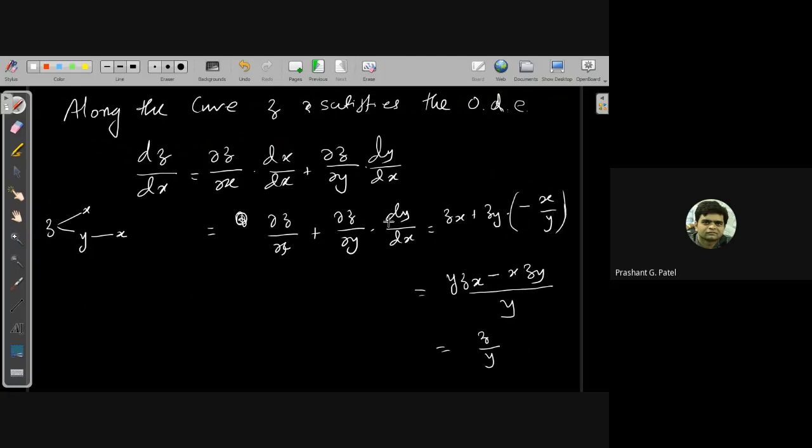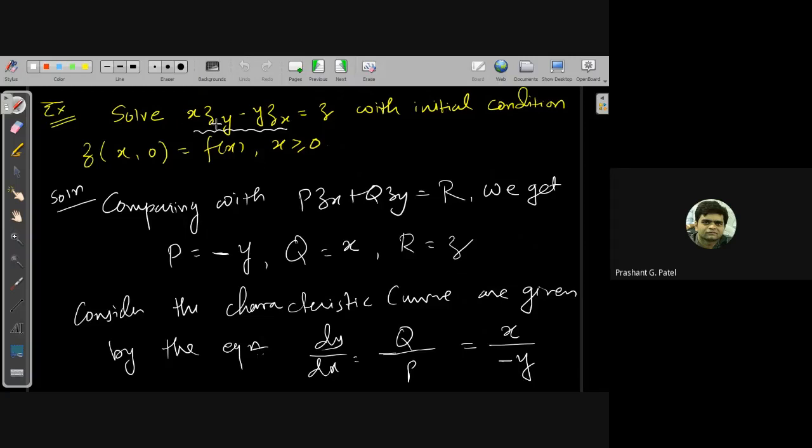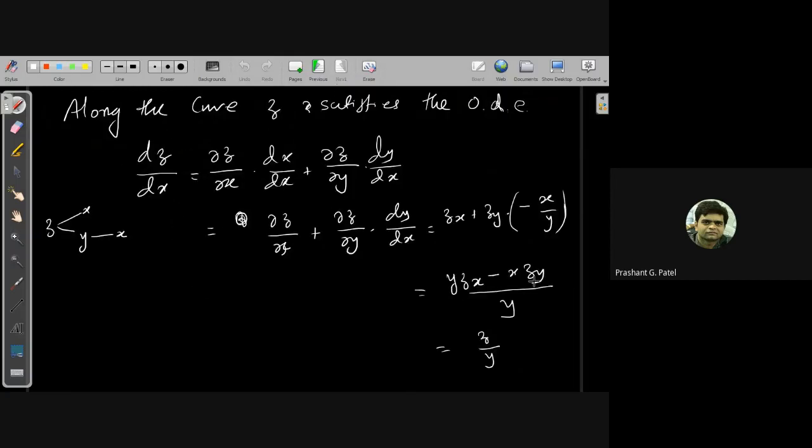But the equation given is x zy. The first value is this, and the second value is minus of this. The equation given is this: x zy minus y zx is equal to z. So this is the equation. So that means y zx minus x zy is minus z. So that's why it is minus z by y.